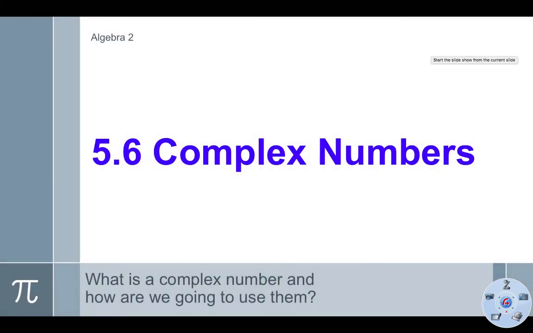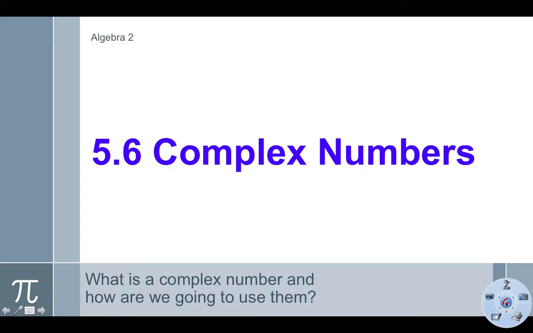All right, welcome to section 5.6. We're going to be looking at complex numbers and how we're going to use them in this particular section. Really just trying to figure out what they are. Where we're going to use them in the study of quadratics, that's going to come up in a little bit in the next section. But right now, let's figure out what a complex number is.